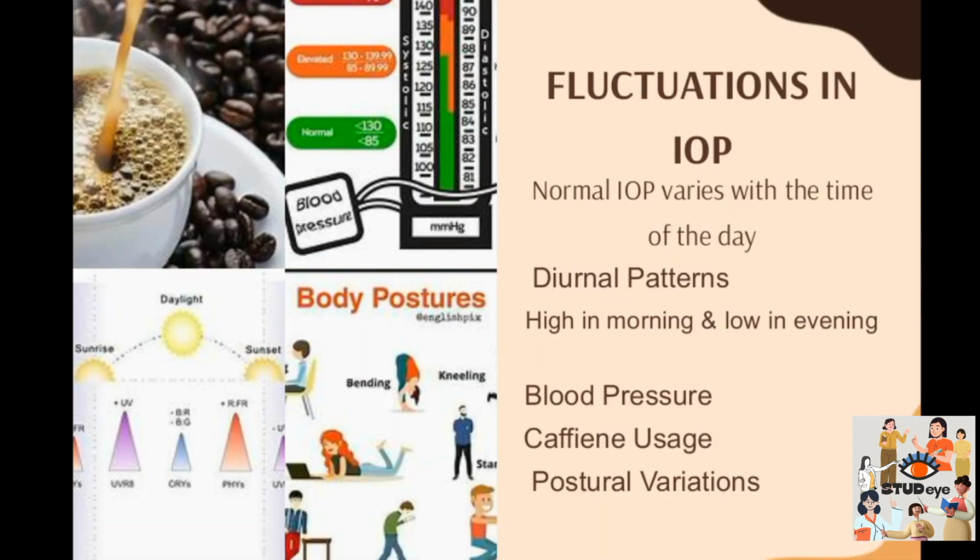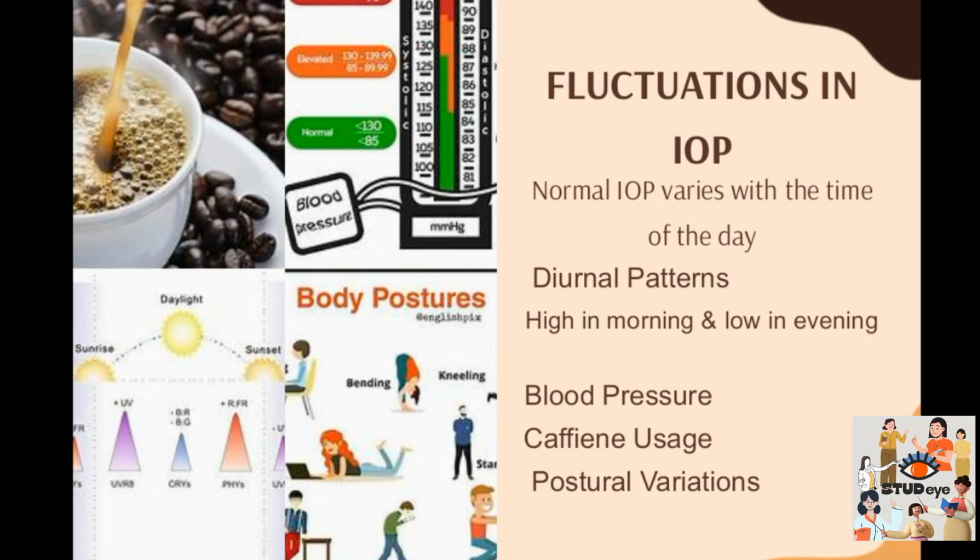In a normal person, there can be some fluctuations in the IOP. What are those fluctuations? IOP normally varies in a normal person from day to day or from time to time. In the morning it is something, in the evening it is different, in the night it is different. Those factors are basically the diurnal patterns. It means that at different times of the day the IOP is different. You should know that the IOP is high in the morning. If you check the patient's IOP in the morning it is high, and in the evening when you check the same patient, it will be lower than the morning one. So these are the diurnal patterns which change during the time of the day, right?